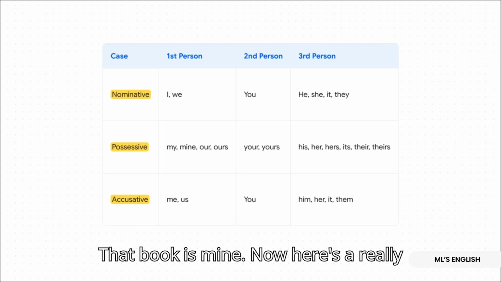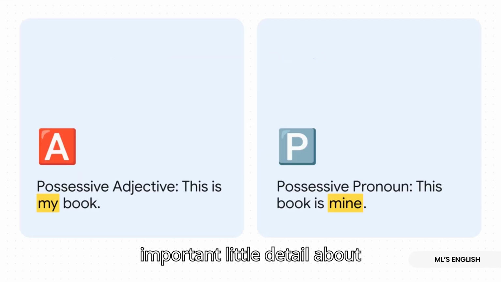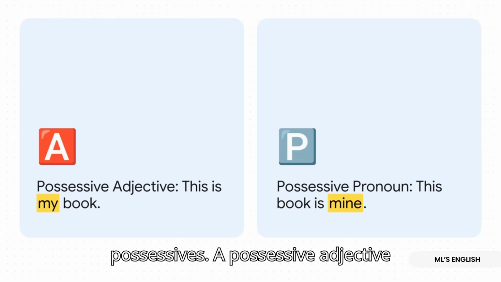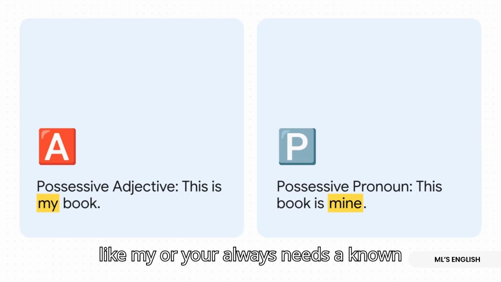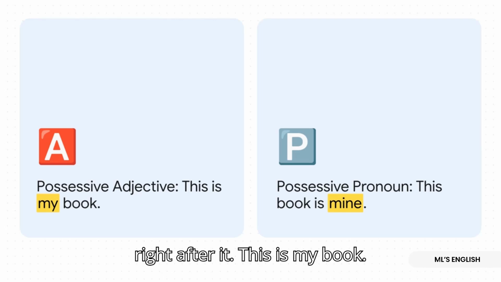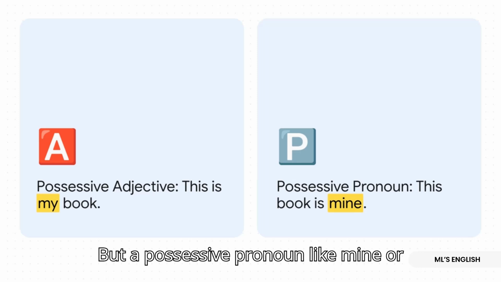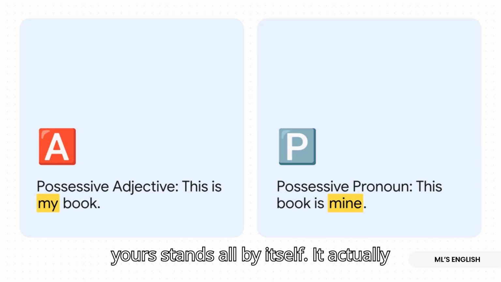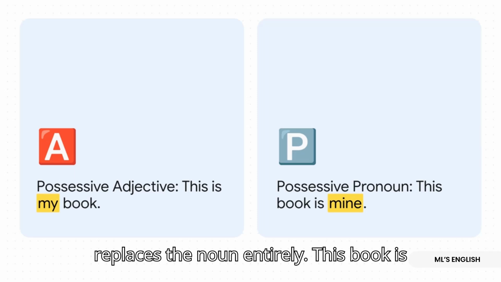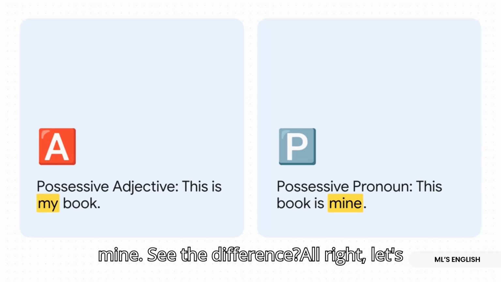That book is mine. Now here's a really important little detail about possessives. A possessive adjective like my or your always needs a noun right after it. This is my book. But a possessive pronoun, like mine or yours, stands all by itself. It actually replaces the noun entirely. This book is mine. See the difference?